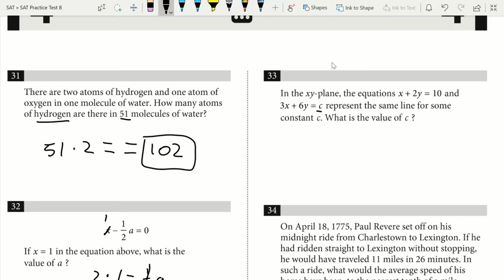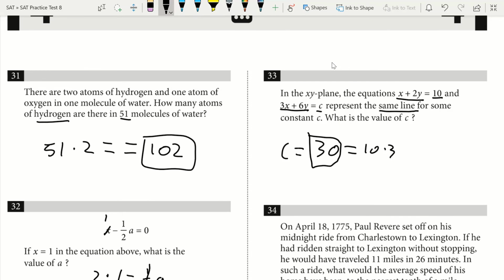Well, to solve for c, I know that these are the same line, right? Same line means they have the same slope and they're written in standard form. So I can see that I have x plus 2y. If I multiply that by 3, I get 3x plus 6y. So I have to multiply my 10 by 3 as well, and that gives me c equals 30, right? 30 equals 10 times 3. My answer will be 30. That's going to equal c.